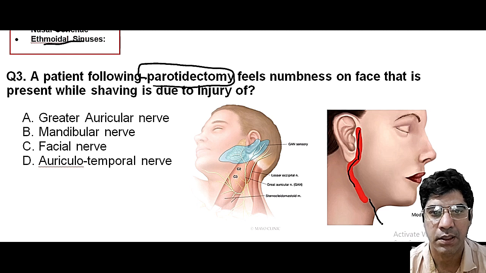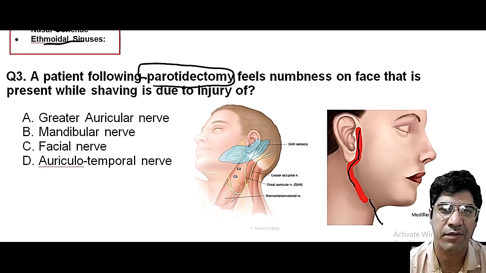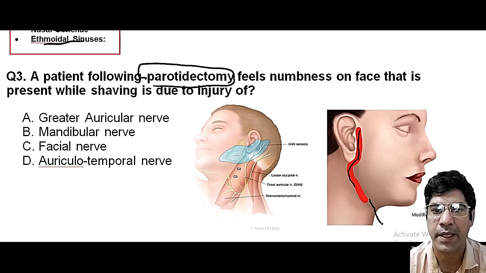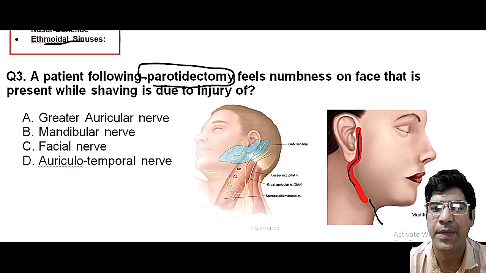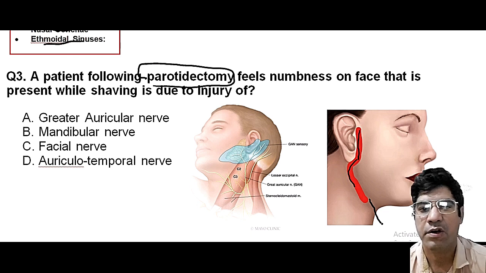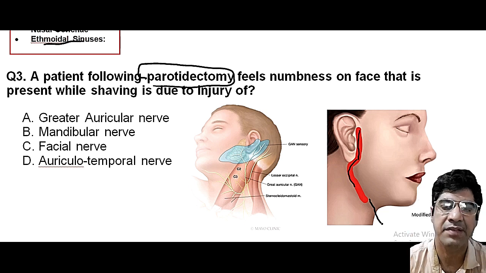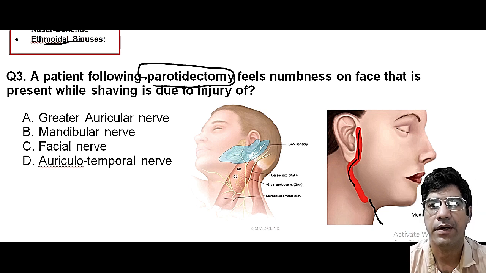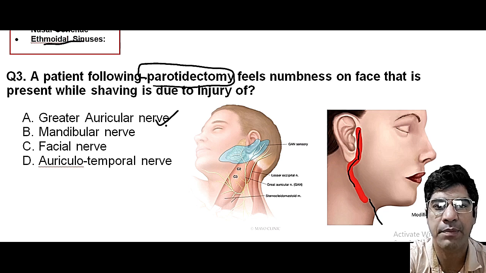and down into the cervical crease, which is used to get access to the parotid gland. We know that the great auricular nerve provides sensation of the skin over the parotid gland. So if during this incision the nerve gets injured, it can result in numbness in the area around the shaving site. That corresponds to the sensory distribution of the greater auricular nerve. So option A is correct. Option B is the mandibular nerve.